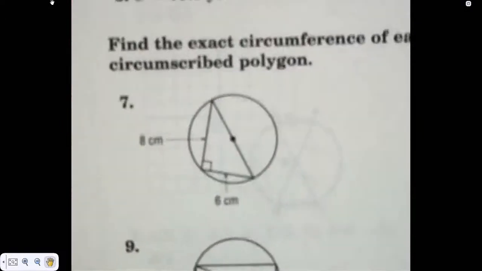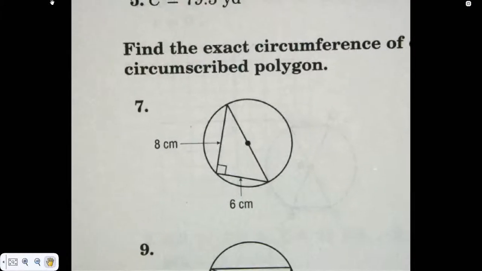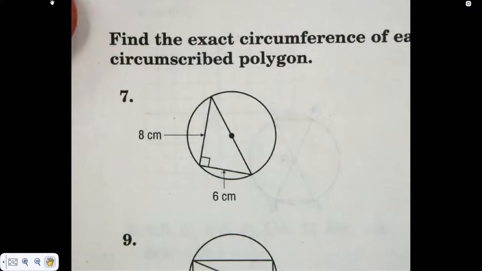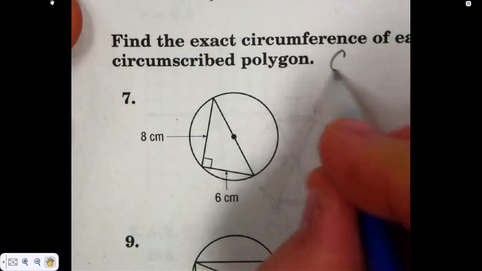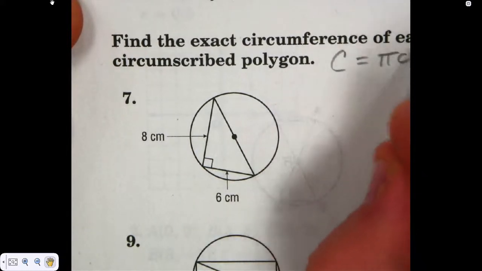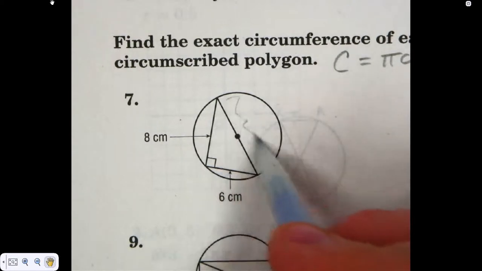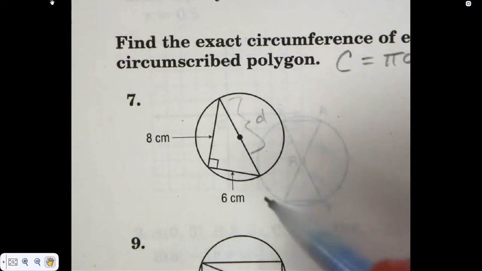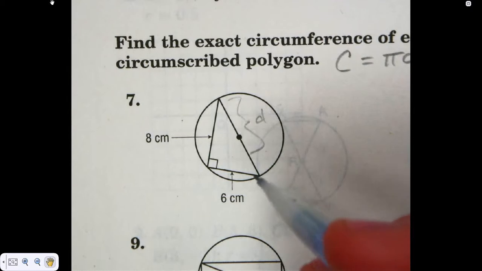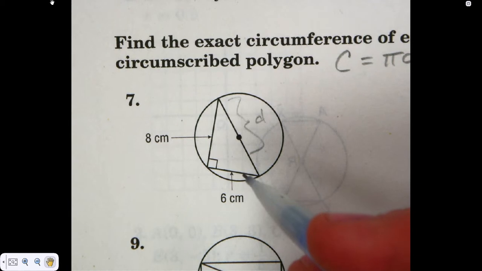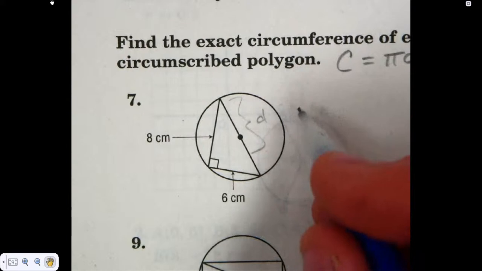Okay, everybody look at number 7. What do you think they're asking you to do here? No, find the exact circumference. So we have diameter. What do we need for circumference? Or we can use 2 pi r. We need the diameter. What is this length right here? We don't know. That's the diameter, isn't it? What is significant about this triangle here? It's a right triangle. What theorem can we use?